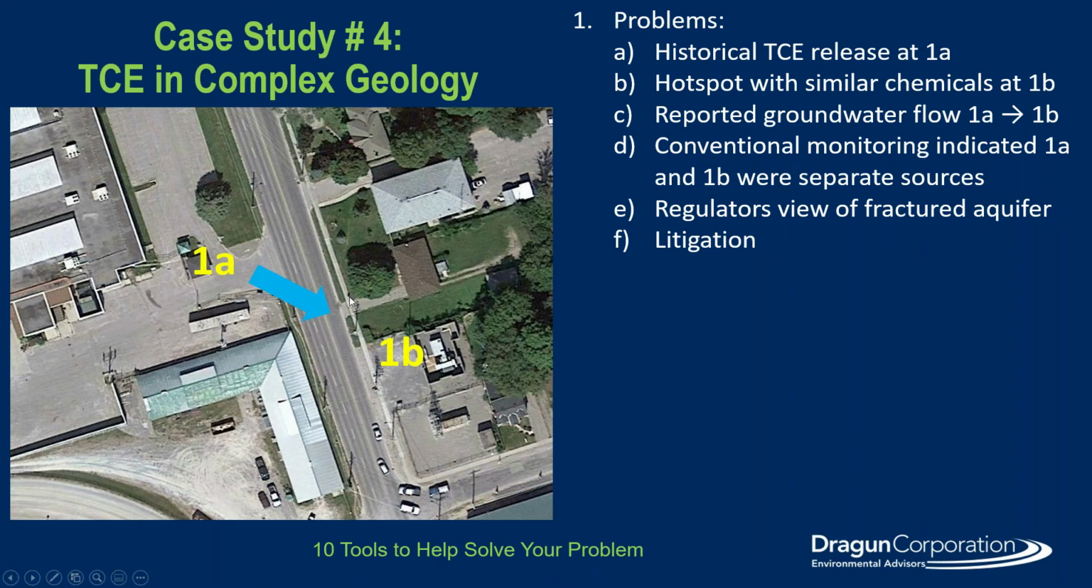The conventional monitoring, which included monitoring wells along the road and on either side of the road, indicated that 1A was not the source of 1B. However, the geology was shallow, fractured bedrock aquifer, and the regulators basically said that we could never know and never find all the flow paths. And what was happening was we were missing those unknown flow paths.